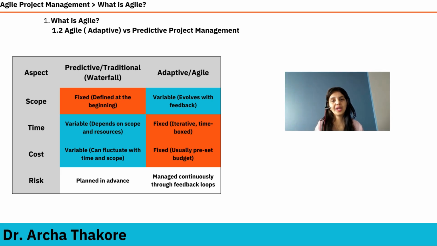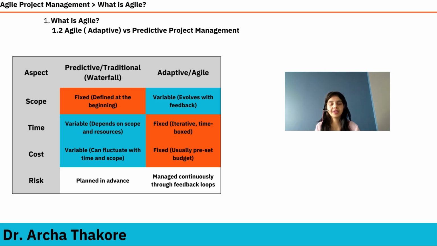So now, if you look at predictive and adaptive agile project management approaches, first of all, you need to understand that in predictive, what is fixed? Scope is fixed. So it is decided what needs to be done, which doesn't change, more or less stays the same. However, what is fixed in agile? Two things: time and cost. What is variable? Scope. So that is how you need to remember the difference.